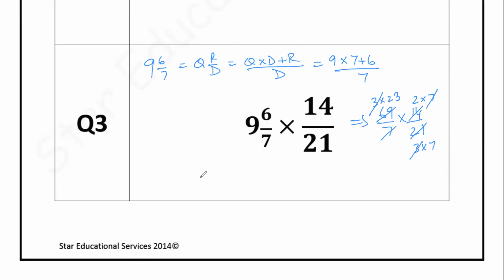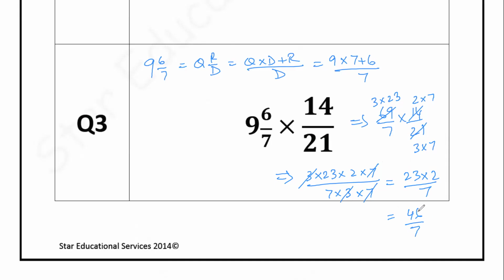So remember I told you to rewrite it instead of canceling it, because if you cancel it, then it looks messy. We want to make it look neat and tidy. So this is how we write it down, and then we do the cancellation. So 23 into 2 upon 7 is your answer. So that is 46 over 7.